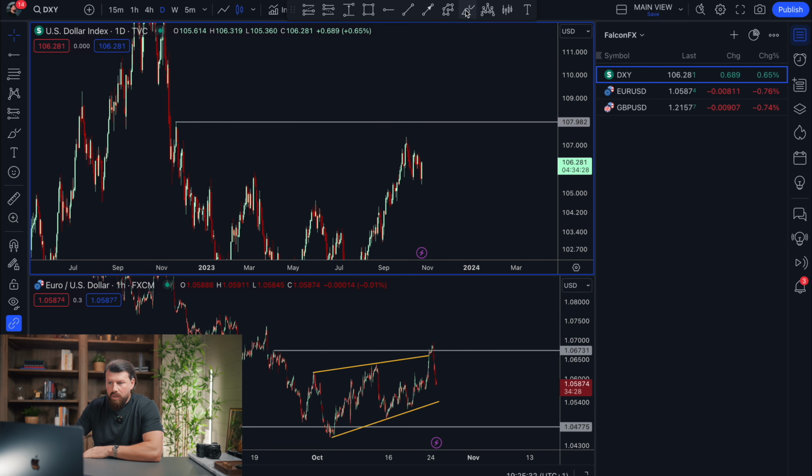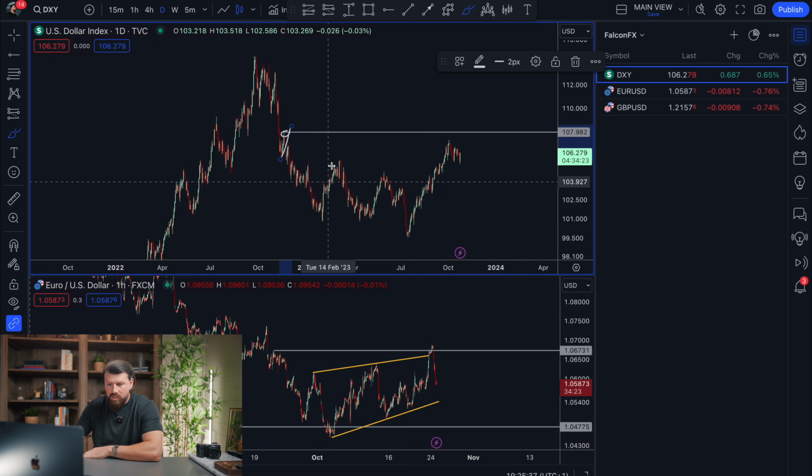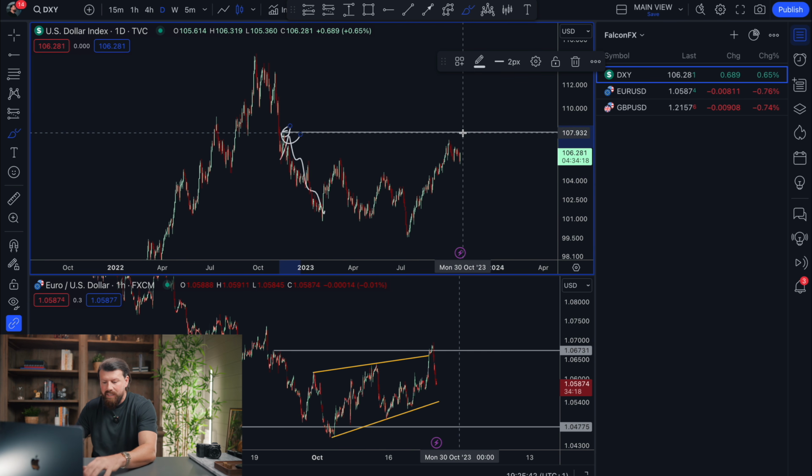Now, what we do have above is this ray line here. Notice how that was the last sharp move up before the market sold off all the way to that low. So that was the last part, which is that gap that we're seeing here.